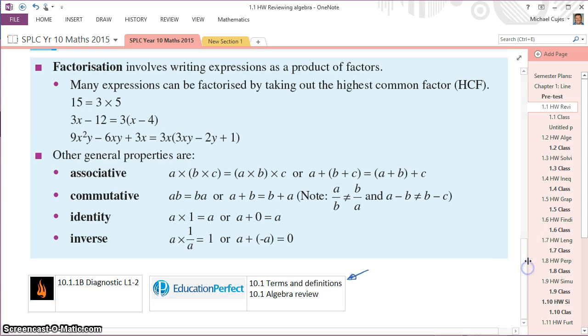Lastly, not a big focus in year 10, but with grade 11 and 12 maths coming up, you've a fair chance of doing some group theory. So we want to be able to understand some of our general properties or rules in mathematics.